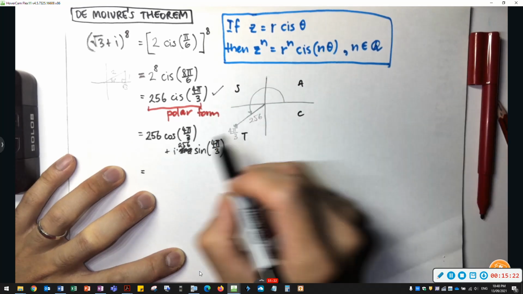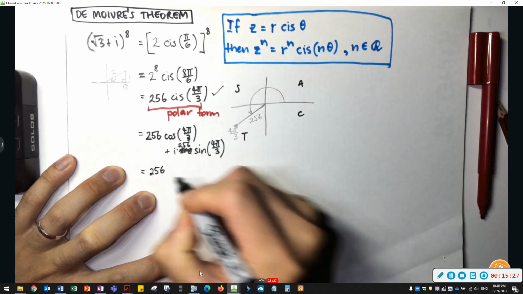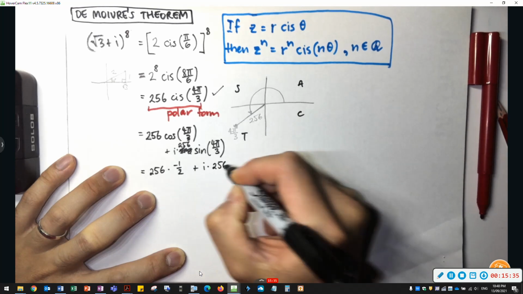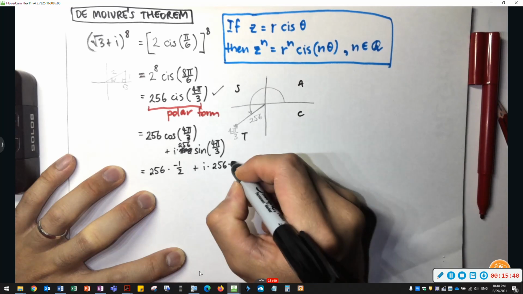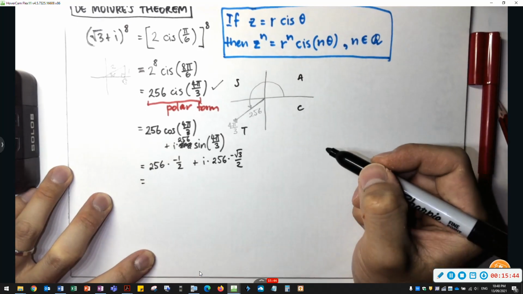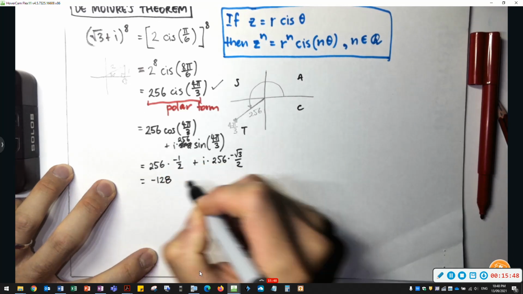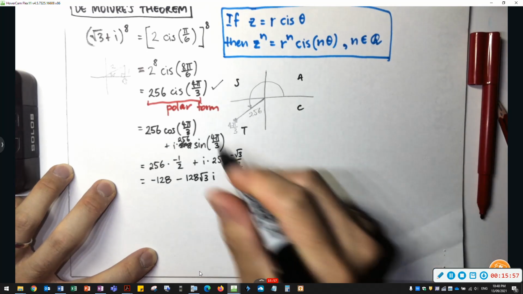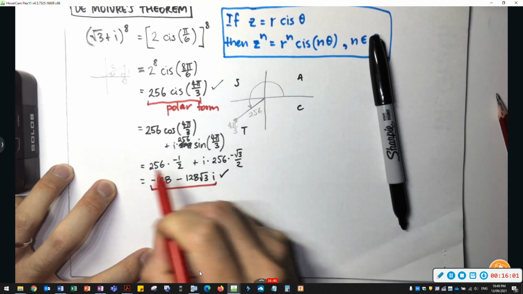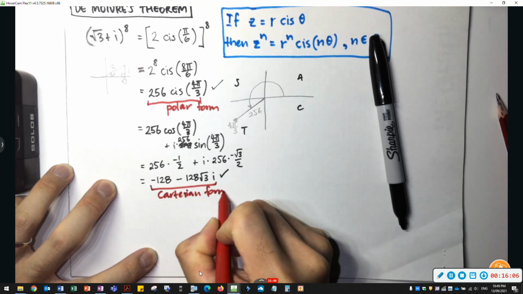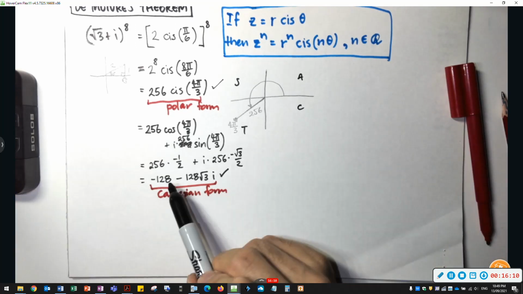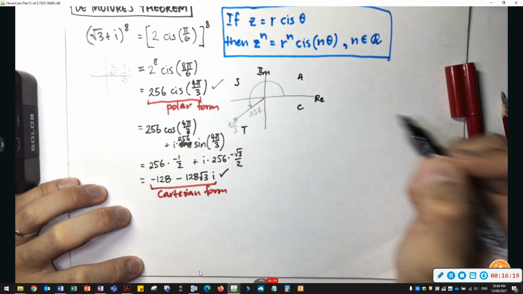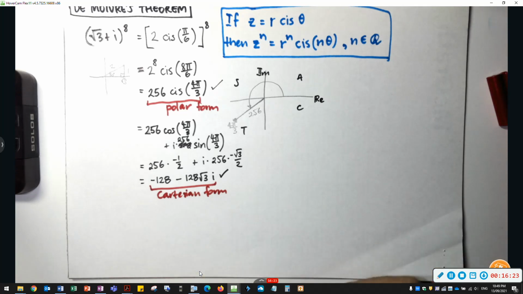CAST. It's going to be negative. Cos of pi on 3 is 1/2, but it's going to be negative, so times negative 1/2. And then plus i times 256, and then sine of pi on 3 is root 3 on 2, but it's also negative. Okay, so overall, this turns out to be negative 128 minus 128 root 3 i. Okay, so that's our Cartesian form. And it looks about right because we've got a negative real part and a negative imaginary part. So remember, this is the real axis, this is the imaginary axis. So yeah, it's in the correct quadrant. Okay, so that's how you apply de Moivre's theorem when it's in polar form.